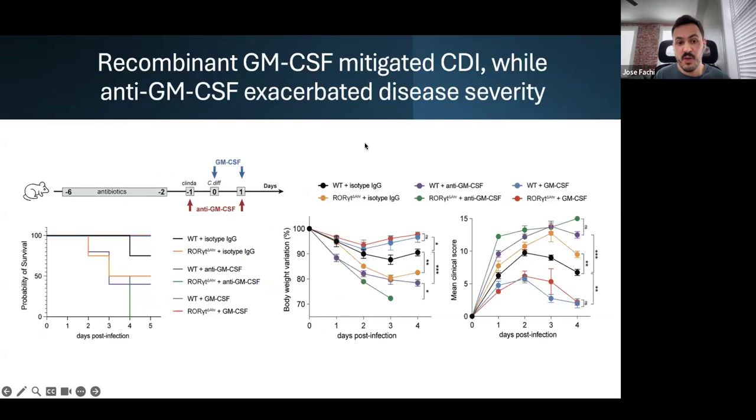The same was observed when we treat the mice with recombinant GM-CSF, or neutralizing anti-GM-CSF. When we neutralize GM-CSF, they are very susceptible, they die. So you see all the mice die, they are very sick, and you can see it by the score, body weight, and survival. And when you treat these mice with GM-CSF, even the ILC3 deficient mice treated with GM-CSF, that is in red, they recover. So having GM-CSF, even in the absence of ILC3s, was related to C. diff protection.